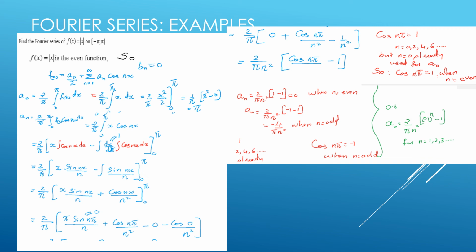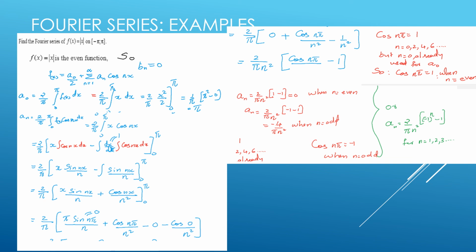So this is an even function. In the case of an even function, we already know the trick to reduce the calculation in the Fourier series. If f of x is even, you can drop the b coefficients. bn will be 0. So we only need to find a0 and an. First of all, a0. What is a0?